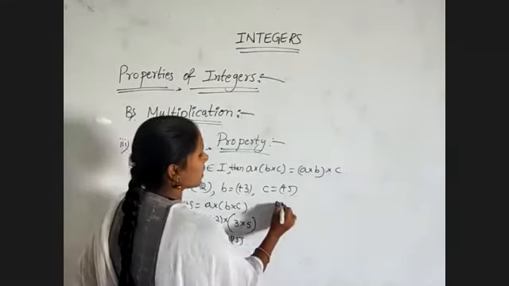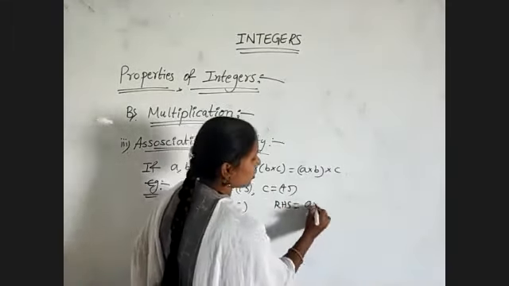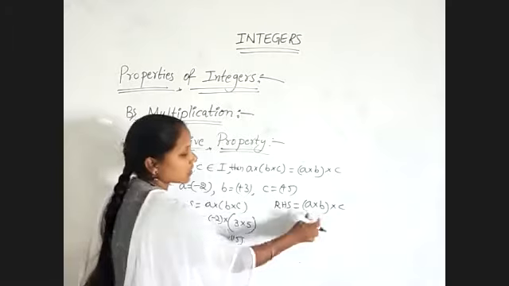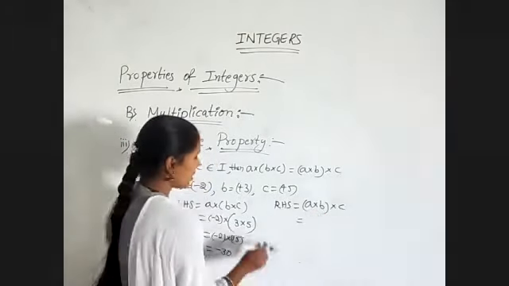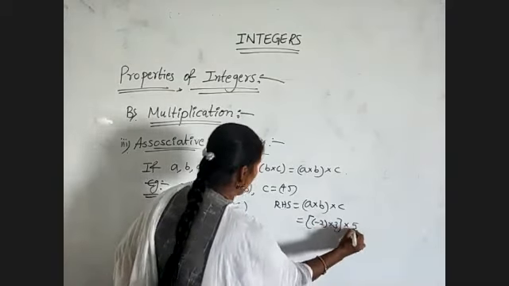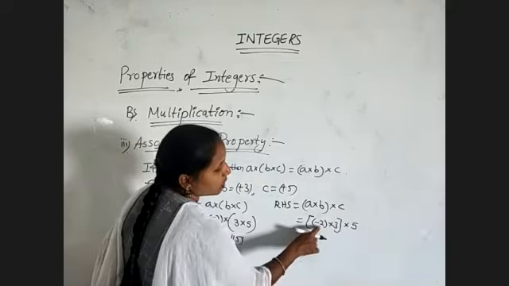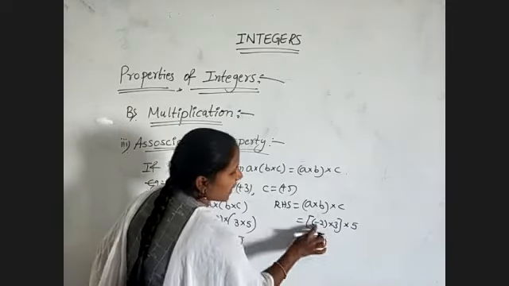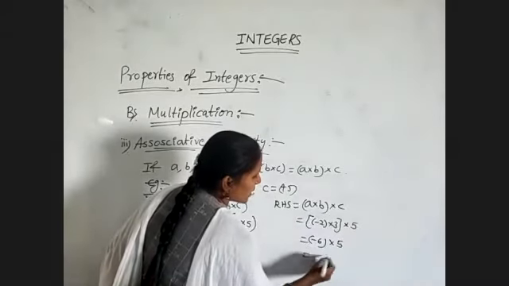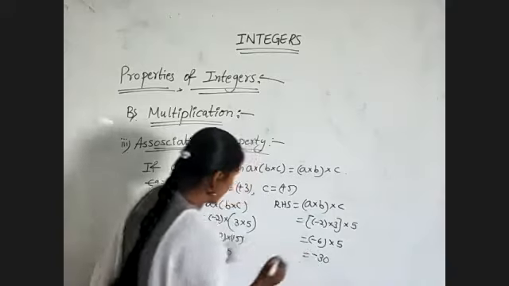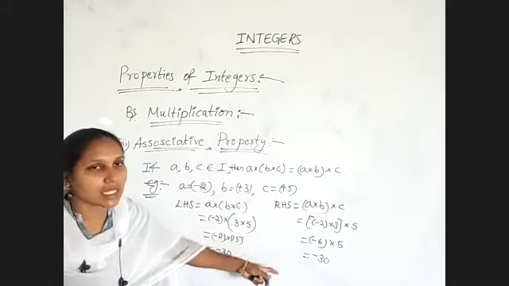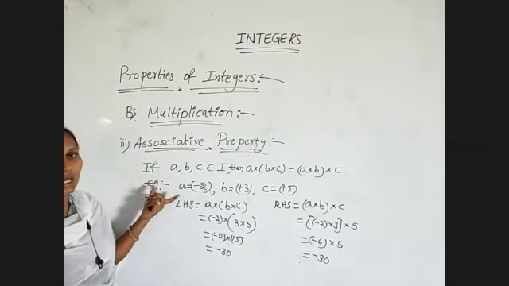Now coming to checking for RHS. a into b into c. So we have changed the grouping, which means we need to perform this operation first. That is minus 2 into 3 into 5, which is equal to 2 3s are 6, but minus into plus is minus, so minus 6 into 5. So 6 5s are 30 and minus into plus is minus 30. Just observe, even if you change the grouping of three numbers, you are getting the same result. So associative property is saying that only.